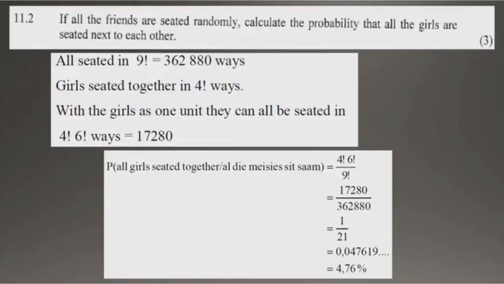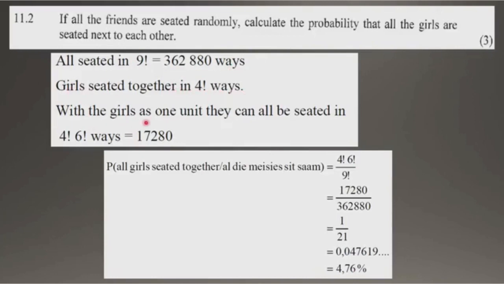Question 11.2 involves the probability. If all the friends are seated randomly, calculate the probability that all the girls are seated next to each other. Well, what does the solution look like? If all of them are seated, we have 9 factorial ways. Remember, they are 5 and 4. That means 9 factorial on the calculator is 362,880 ways. When the girls are seated together, there are 4 factorial ways.